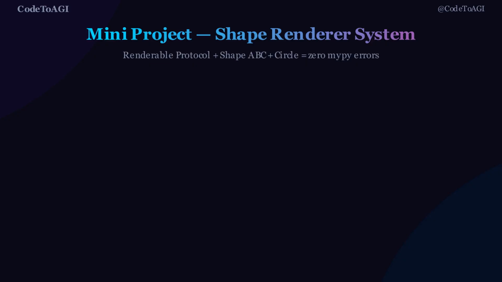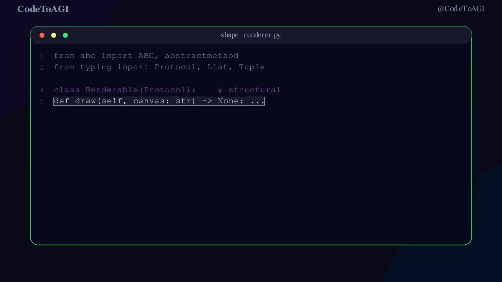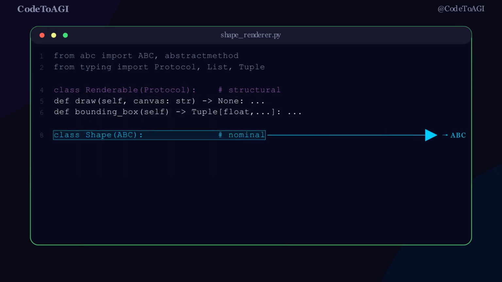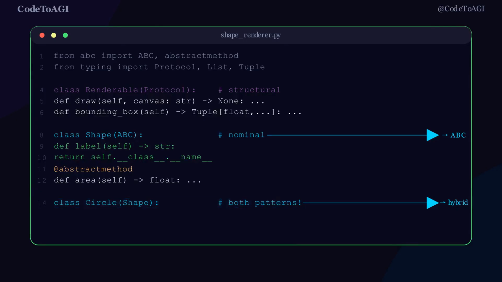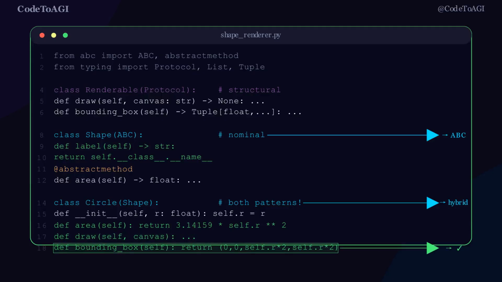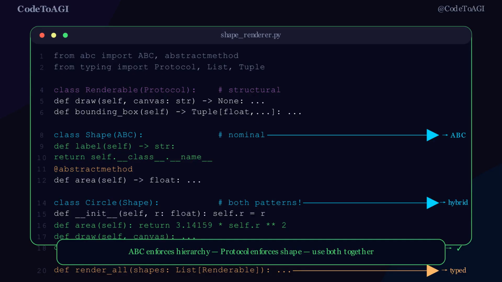Our mini project, a typed shape render system. We define 3 components. First, the Renderable protocol. It requires draw accepting a canvas string and returning None. It requires bounding_box returning a tuple of 4 floats. Second, the Shape ABC. It provides a concrete label method. It has an abstract area method. Third, Circle inherits from Shape and implements Renderable. It provides draw, bounding_box, and area.